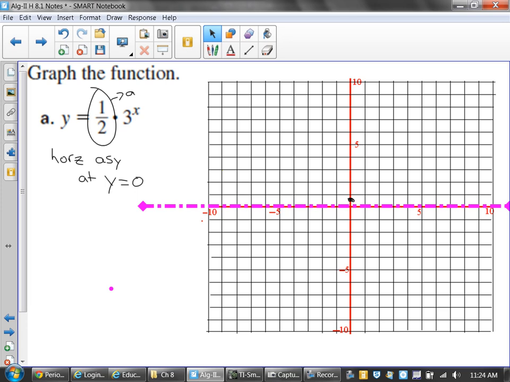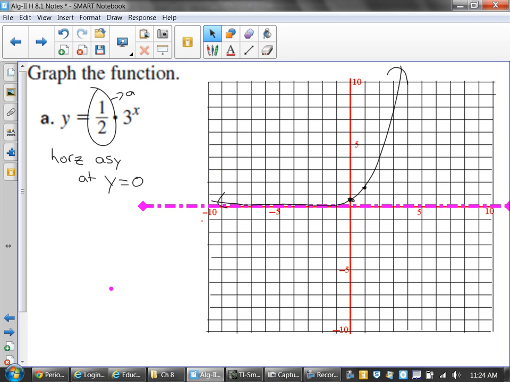What's 3 to the first power? What's 3 times 1/2? 3 halves. So that's 1.5. Do I have 2 points? Yes, you do. I know that all of these are going to have the same style curve to it. It's going that direction. And you just graphed an exponential function.